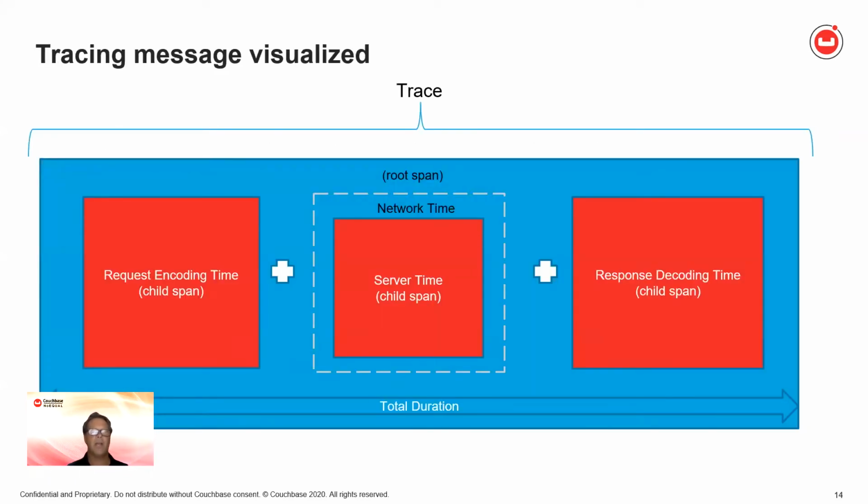So let's visualize a tracing message. A trace is a collection of spans. Every trace has exactly one root span and zero or more child spans. In this example, we have the root span, and we also have three child spans. We have request encoding time, server time, which includes network time, and response decoding time. The sum of these three gives us the total duration, which is the latency it took for that operation to complete.